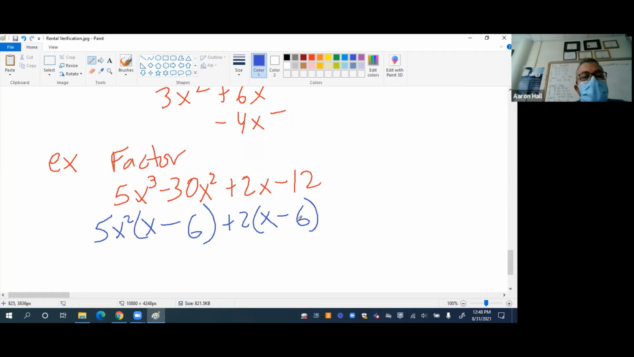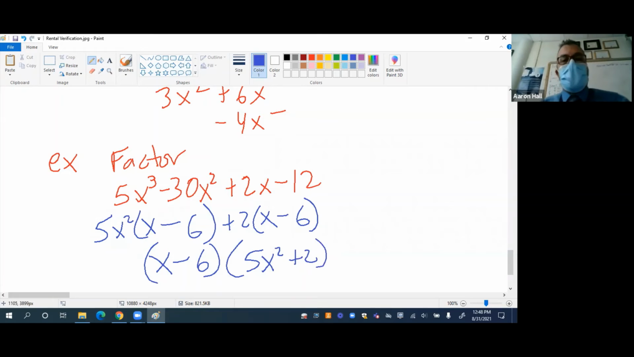Do you see that this is one term plus another term? Can I factor something out of both of these terms? What? x minus 6. What's left over? 5x squared plus 2. Is that confusing? Is it sort of cool that we can do that? Just another way of factoring.